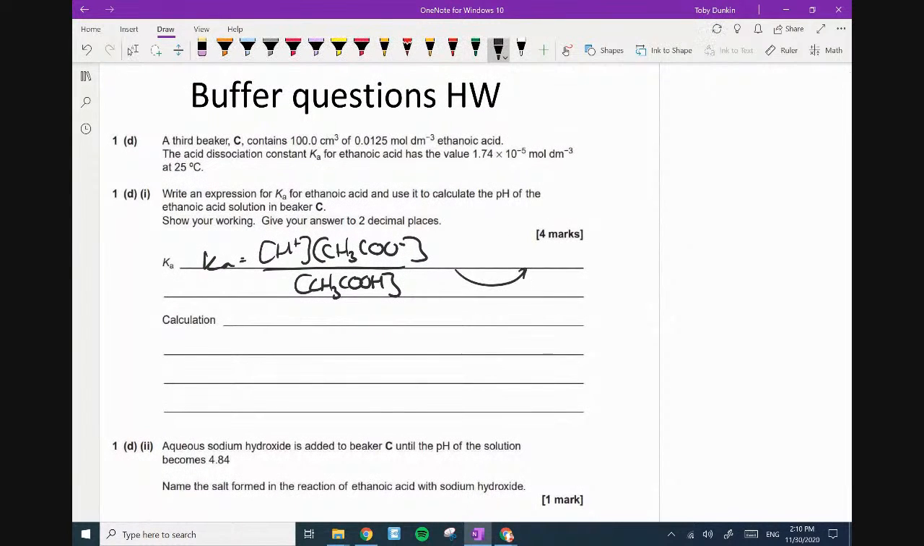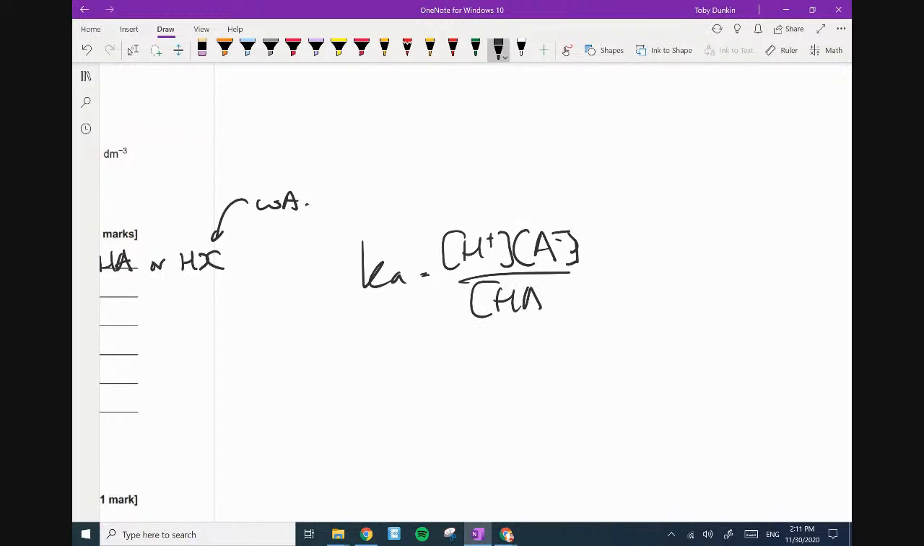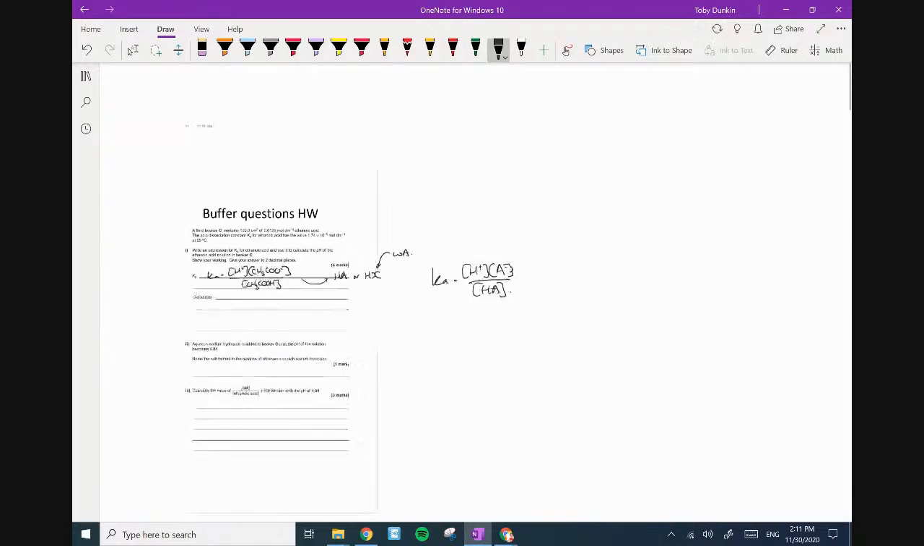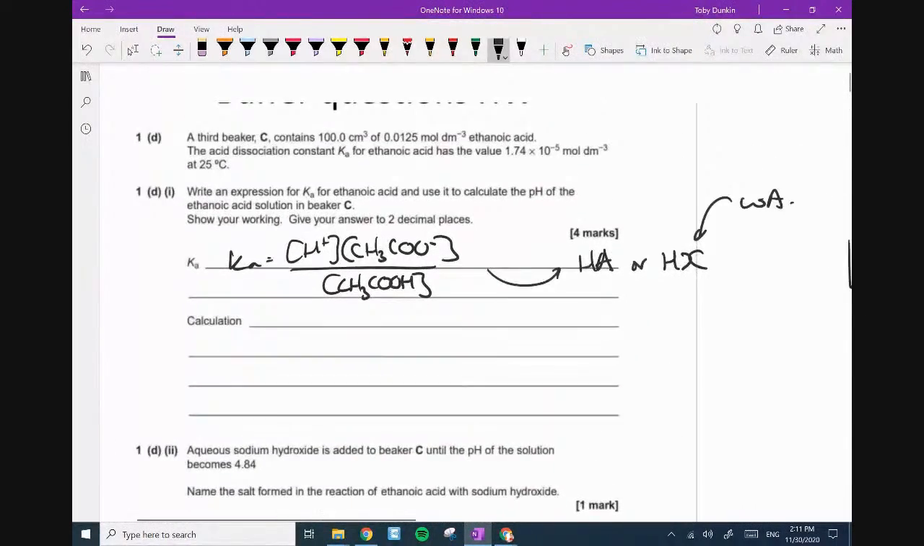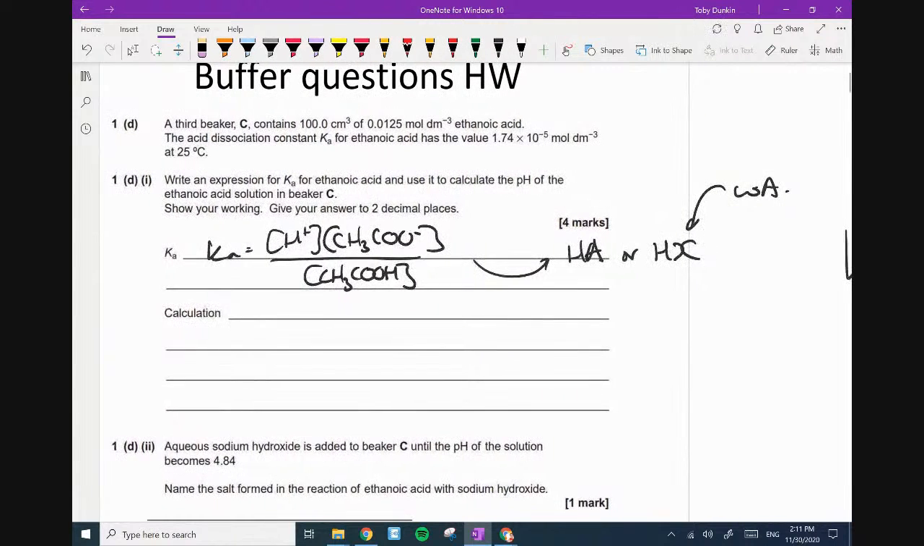Can I just say, by the way, some students have picked up a habit. They've read online the idea of using HA or HX as the weak acid, and you can create what's called a generic expression for Ka. You can never use this unless you've been given them. If you've been given ethanoic, it will say on the mark scheme, do not accept HA or HX. You have to mark this for these guys.